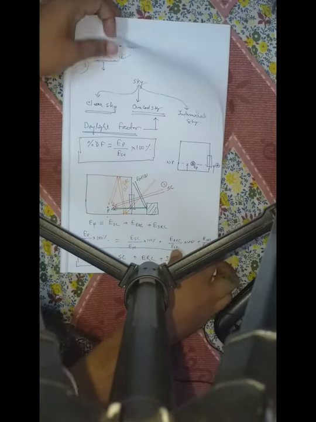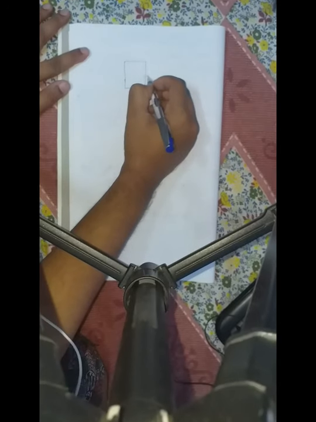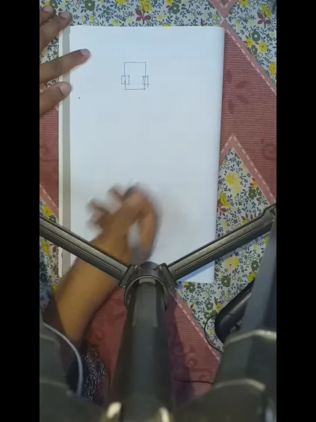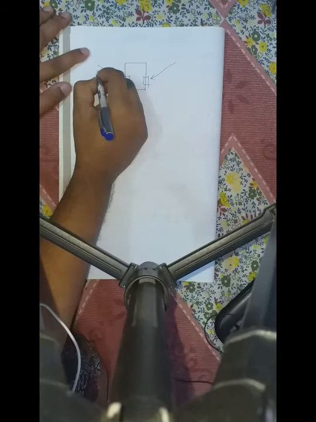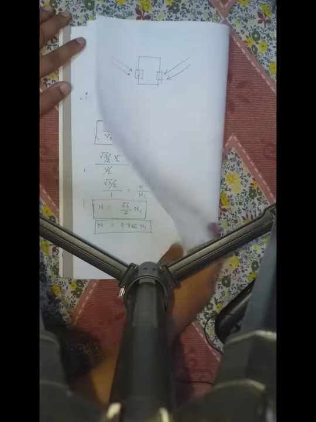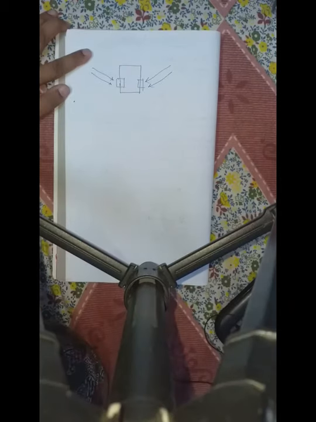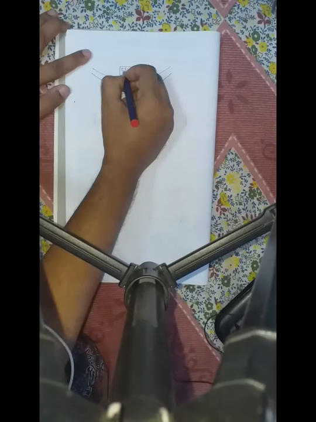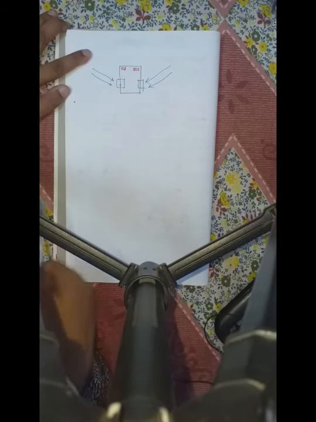Suppose you stay in a room. This is the room. This is your window. Daylight comes from this direction, this direction, using this type of concept, externally reflected, internally reflected, etc. In your room, there is an artificial light, that is a tube light.